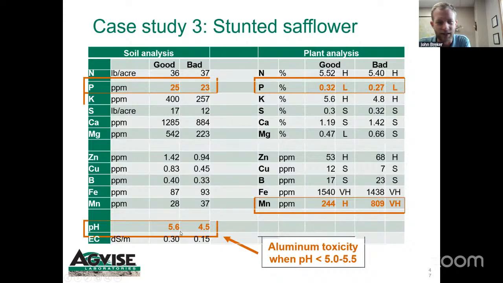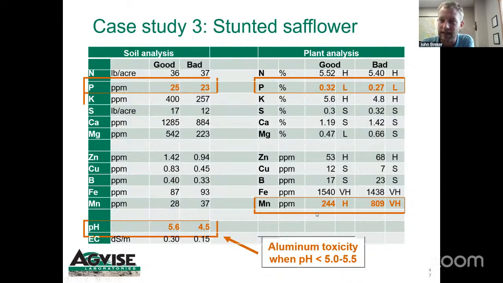You notice the pH in the good area is 5.6, but the bad area was way down at 4.5. So we are definitely in the screaming acidic area. And we often get aluminum toxicity problems that start to appear when soil pHs get below 5, 5.5. What ends up happening is aluminum starts to become available in the soil, and that is very toxic to plant roots. And you get these short little stubby root systems, just like we saw in those photographs.